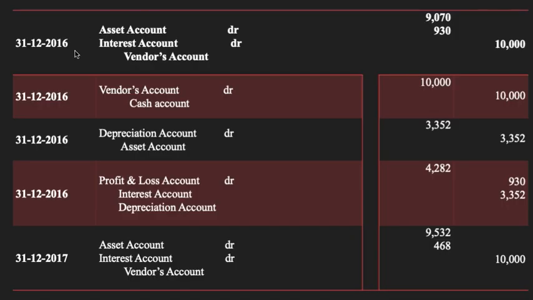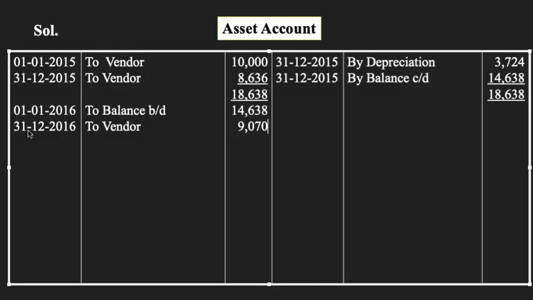Now if we look here on 31st/12/2016, we have asset account debit, interest account debit, vendors account, right? We have to debit 9,070 in the vendors account, right? So we are going to take the same vendors account, debit how much? 9,070 in the asset account on this particular date, that is 31st/12/2016. So we are going to write down on 31st/12/2016 to vendor 9,070.